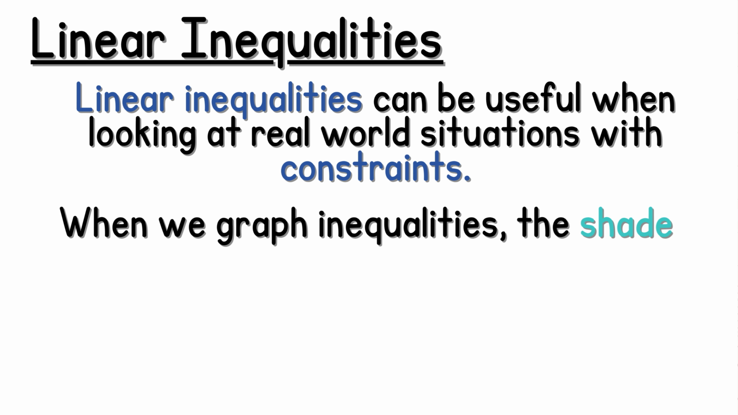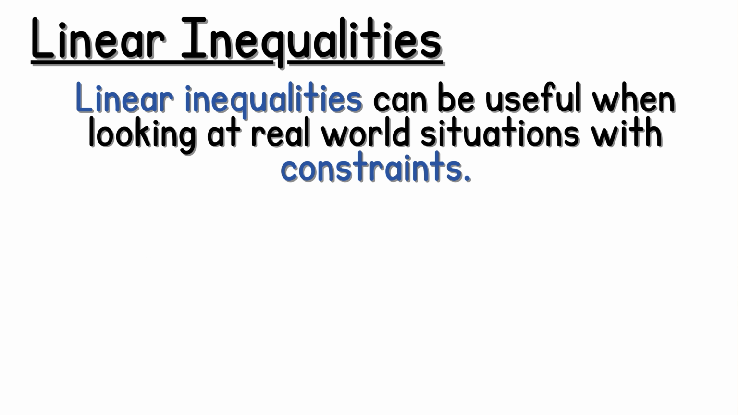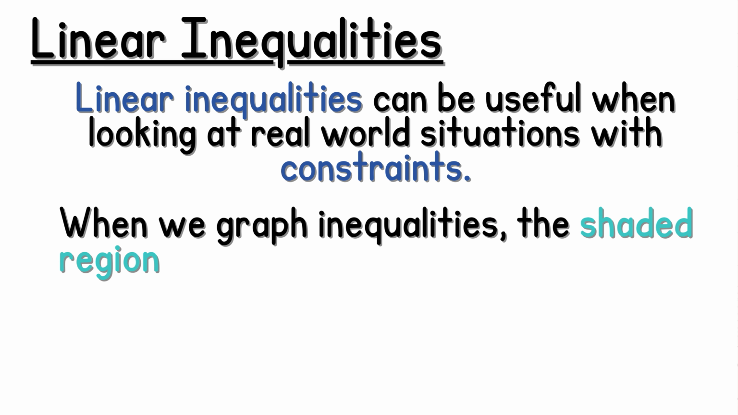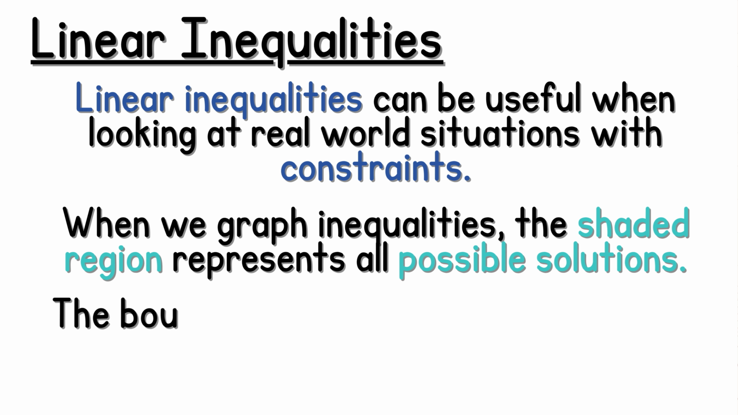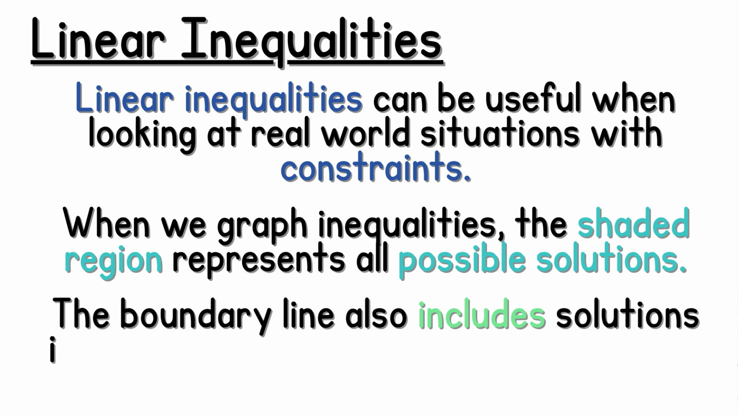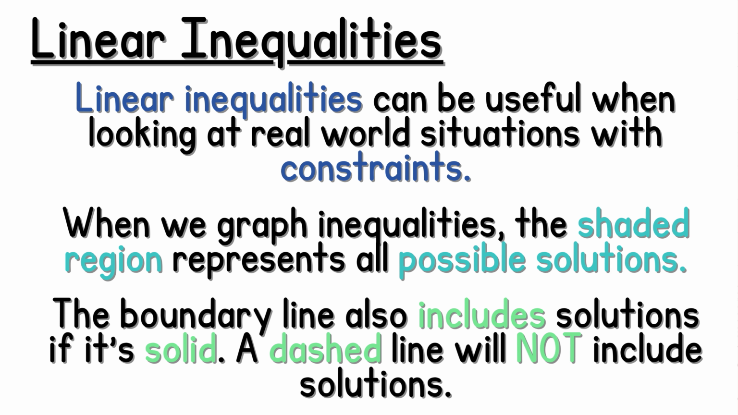Linear inequalities can be useful when looking at real-world situations with constraints. When we graph inequalities, the shaded region represents all possible solutions. The boundary line also includes solutions if it's solid, but a dashed line will not include the solutions. Let's look at an example.